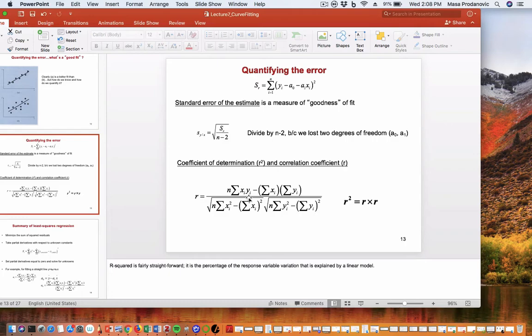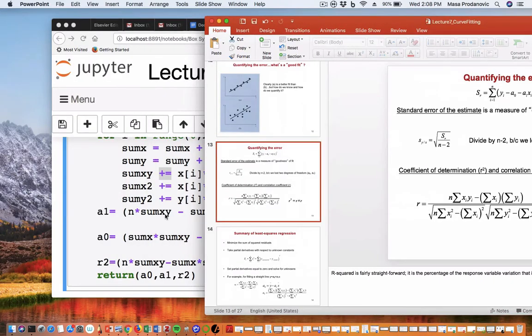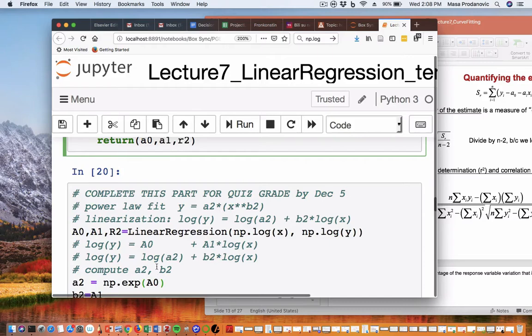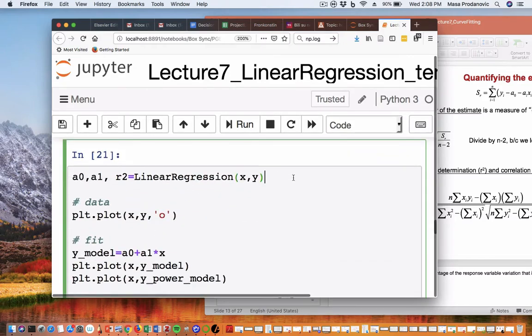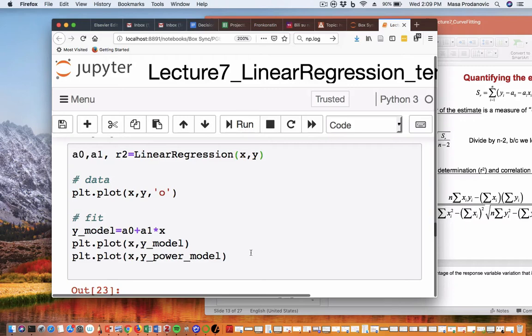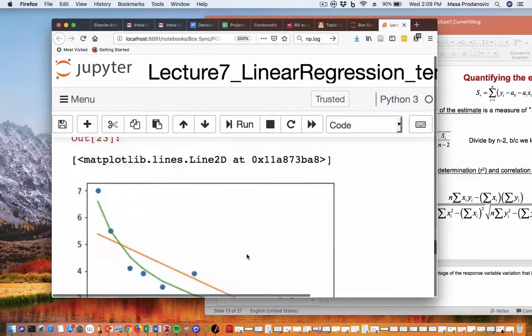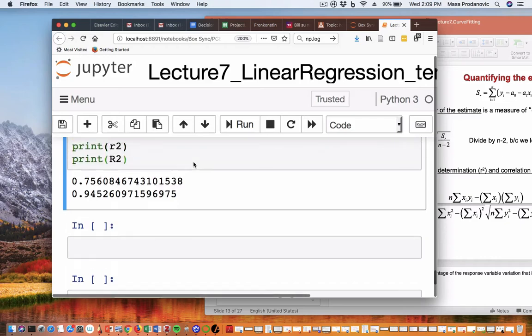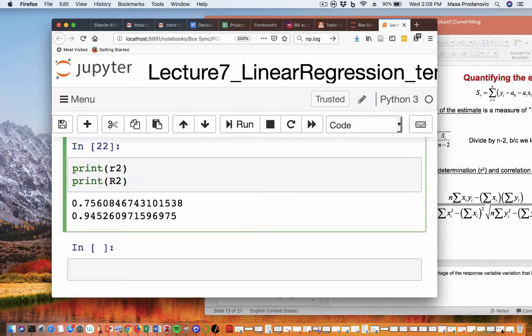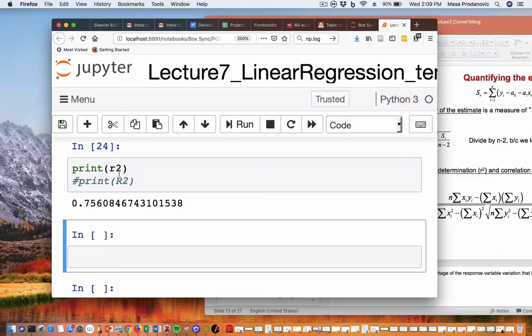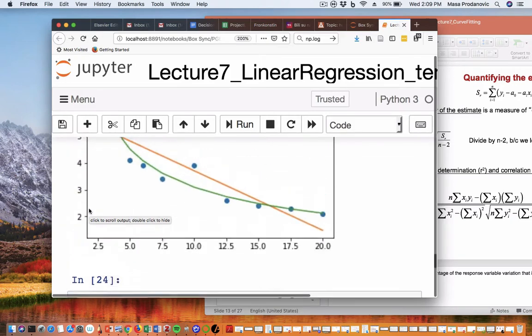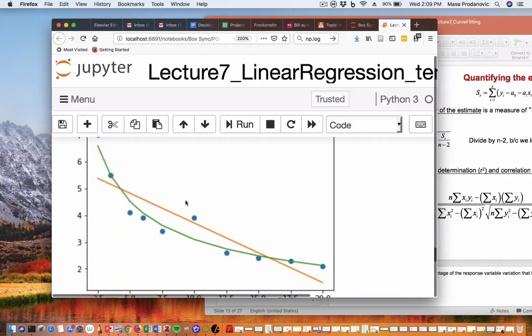So let's quickly see how R squared works for this data. If I actually run this linear regression, and I'm also printing R squared. I'm going to comment this one out for now. If I print my R squared, I see that it's about 0.75. So it's not too good. Okay? And we can also see from our linear fit that if I run a straight line, it's not the best representation of this data.